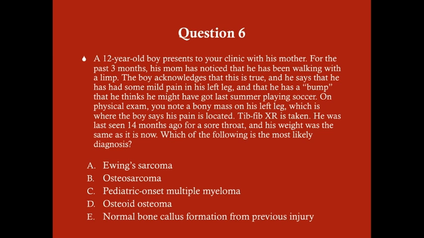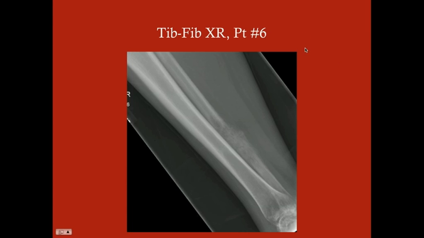So the answer here is A, Ewing sarcoma. Ewing sarcoma tends to be in the 5 to 15-year-old population, roughly. Osteosarcomas tend to be in the older teens to young adult population. And that's not as important to remember as it is to know how to recognize an x-ray.